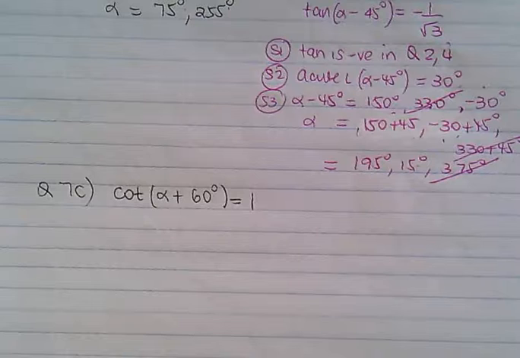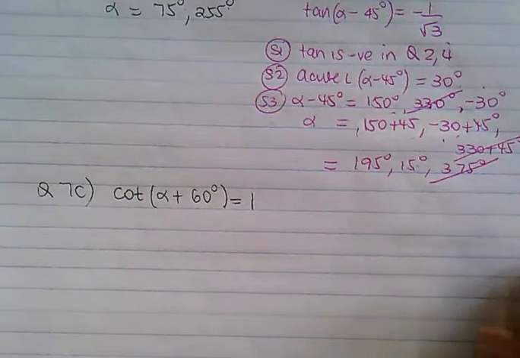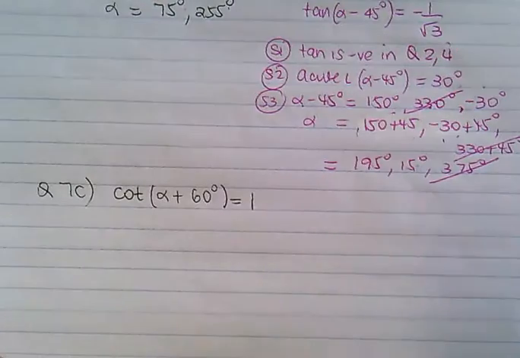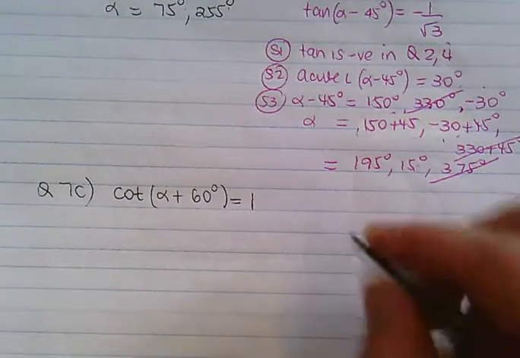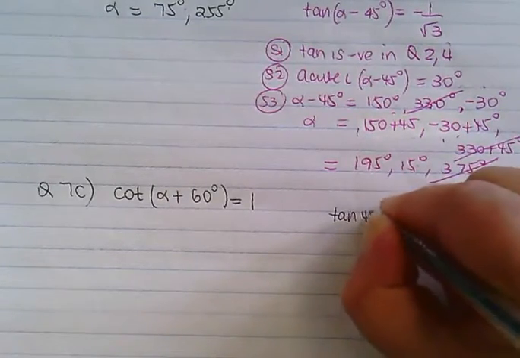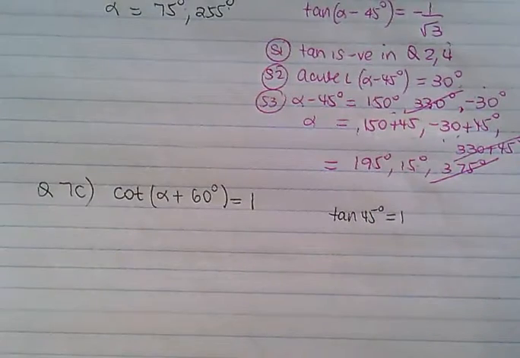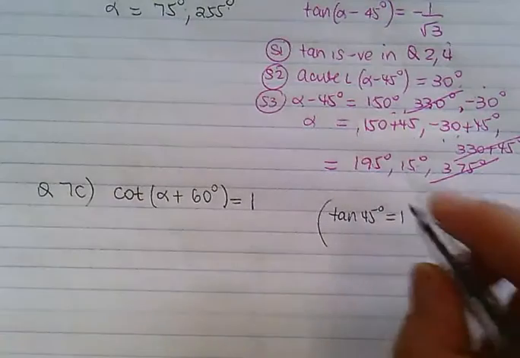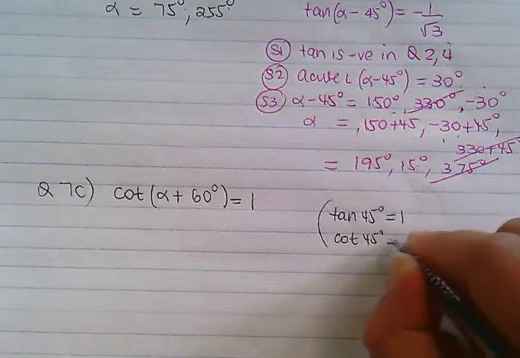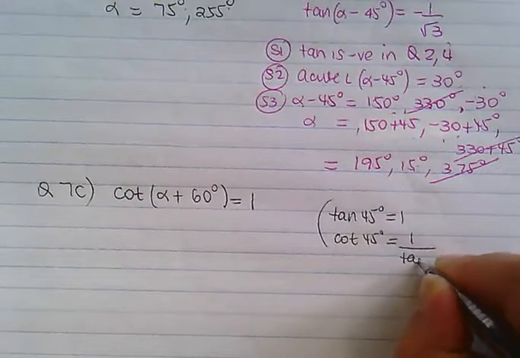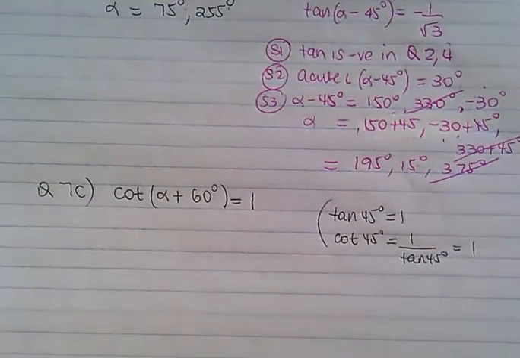Remember, I didn't ask you to draw the curve for cot is 1. It's only the sine curve and the cos curve. So what's cot related to? Tan. Okay. So we know that tan of 45 degrees is 1, don't we? That's what we know. So what's cot? Isn't cot of 45 degrees equal to 1 over tan 45, which is also 1?